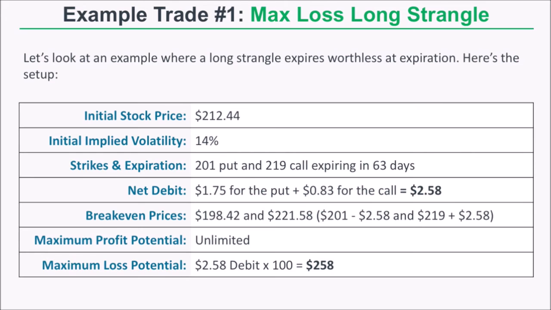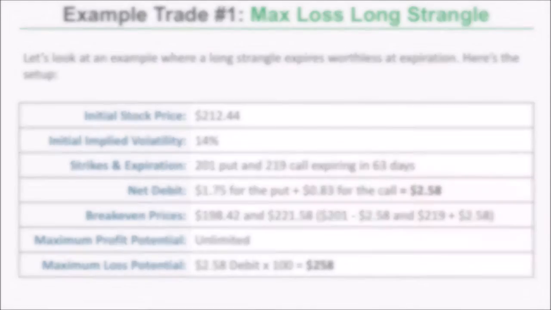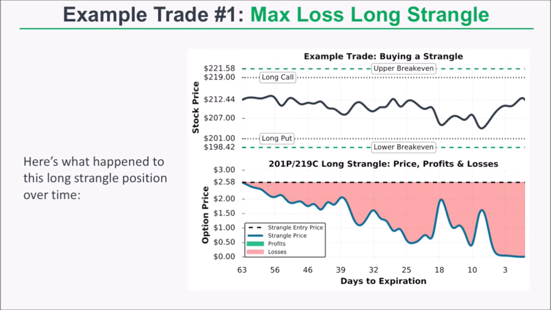So let's go ahead and take a look at what happens to this position over time. Alright, so in the top part of this graph, we're looking at the changes in the stock price relative to our long call and long put strike prices, and we also can see the upper break-even price and the lower break-even price of this long strangle position. Now on the bottom part of the graph, we're looking at our entry price of the strangle and the changes in the price of the strangle and any corresponding profits or losses relative to the current price of the strangle and the entry price. So in this case, we can see that the stock price remains right between our long call and long put strike as time passes.